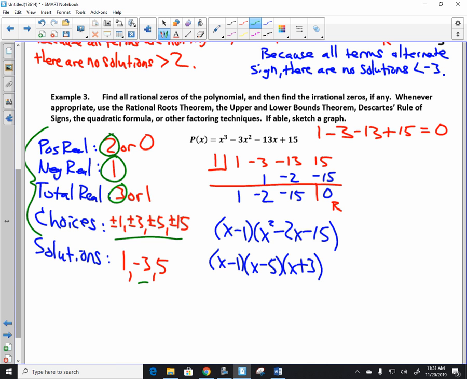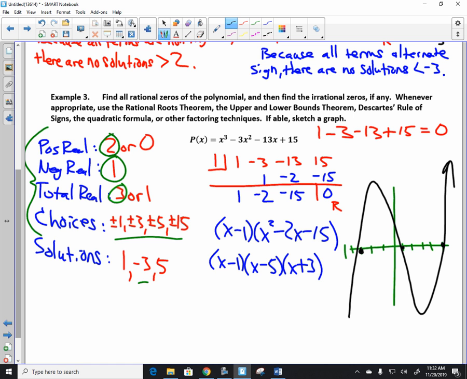Now we can sketch the graph. 1, 2, 3, 4, 5. I plot -3, +1, +5. I draw my graph. Sweet. Stop.